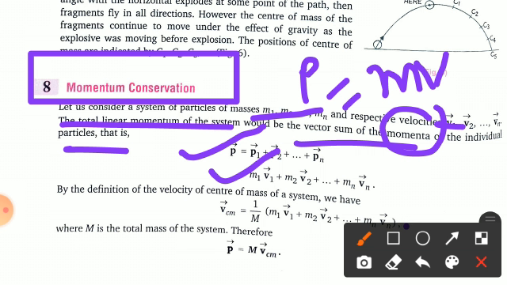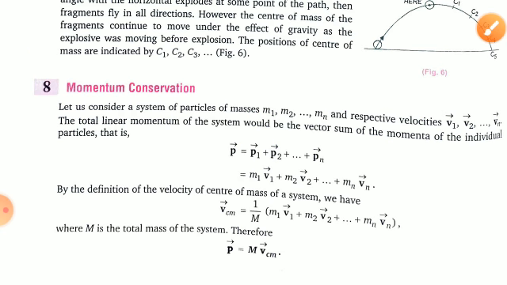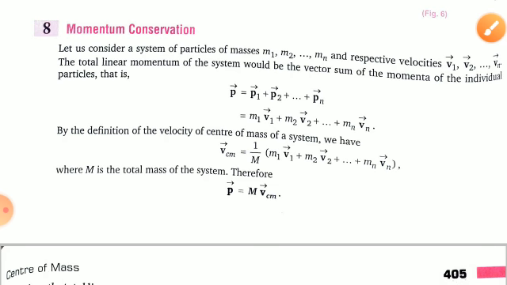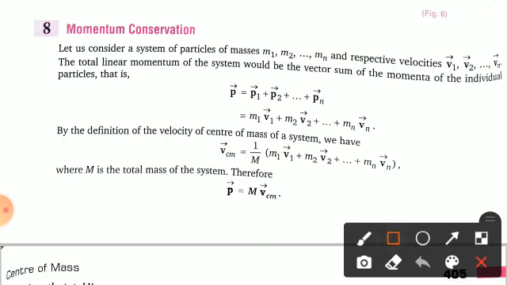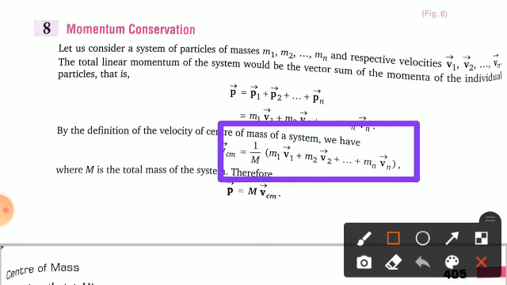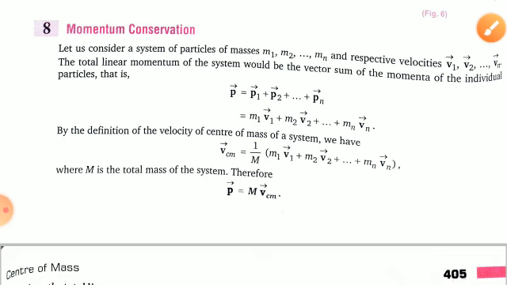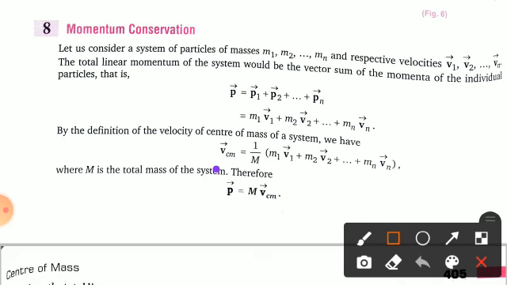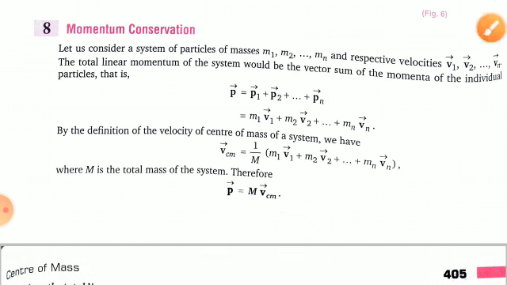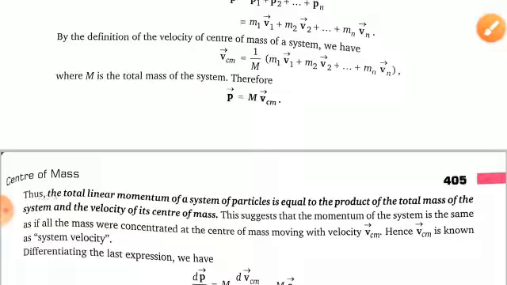vector. Now by the definition of the velocity of center of mass of a system, we can write it like this. We had already covered this in our previous lectures. This is the relation between velocity and the mass of the system. Fine. Where capital M is the total mass of the system, and we can write p is equal to M vector vcm. Clear? This is the relation between mass and the momentum.